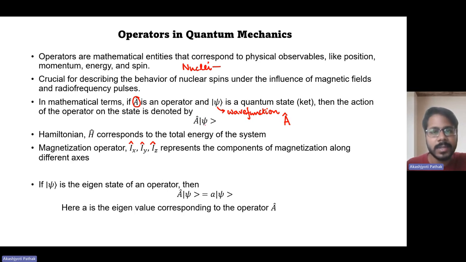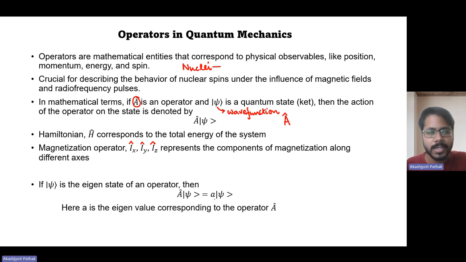So this wave function is actually an eigenfunction. Whenever an operator acts on an eigenfunction, we get an eigenvalue and the corresponding eigenfunction. The eigenfunction will remain unchanged, and we will get an eigenvalue when this operator acts on this eigenfunction. So if psi is the eigenstate of an operator, then this operator acting on this eigenstate will give us a value of a, and the eigenfunction will remain the same.